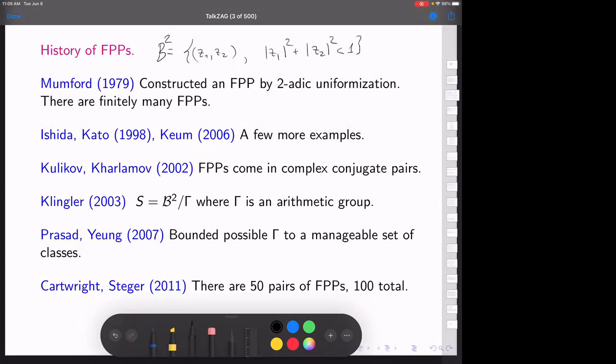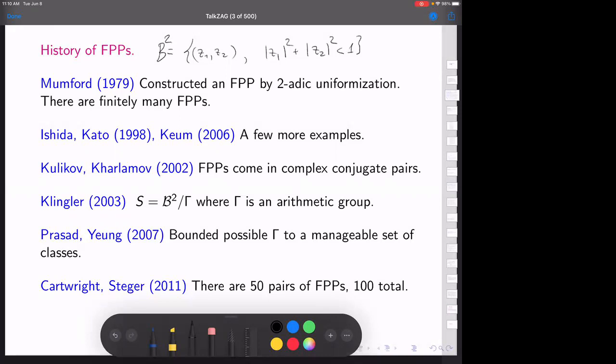So what happened afterwards is people looked at it, not that many people, but over a long time. And there were a few more examples. I think I'm missing some people. Maybe Toledo and co-authors had other examples. But they're generally, again, from this two-adic uniformization. Keum's example was starting with Mumford's FPP. You construct another FPP in the commensurability class.